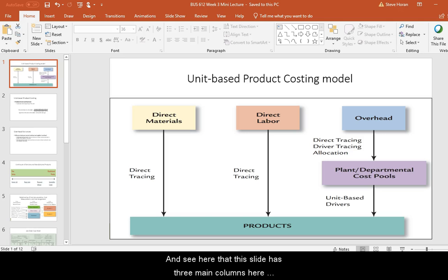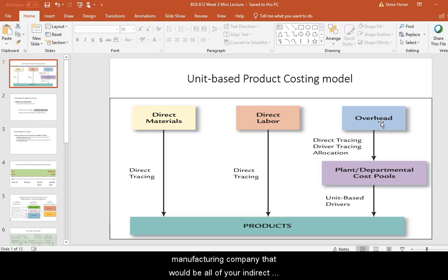So you can see here that this slide has three main columns. These are the three main costs of manufacturing a product. The direct materials, the things that go into physically making the product. The direct labor is the people who are physically making the product itself. And then you have overhead. Overhead is made up of lots of things.